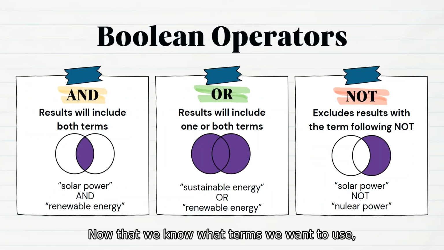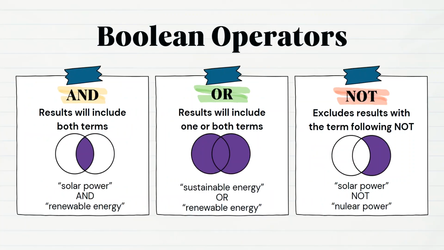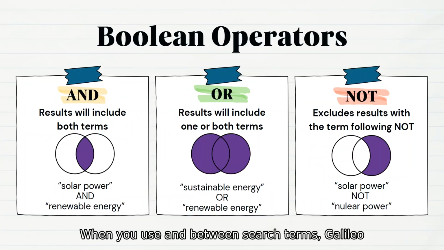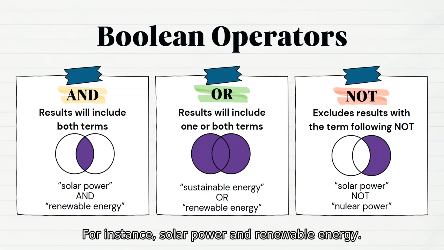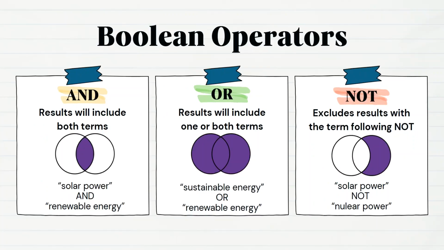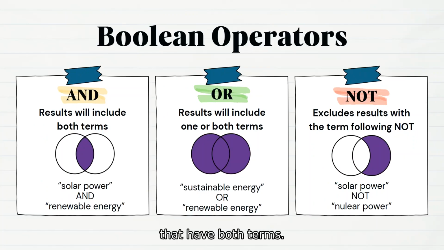Now that we know what terms we want to use, we use Boolean operators to tell Galileo how these terms relate to one another. When you use AND between search terms, Galileo will give you results that include both terms. For instance, solar power and renewable energy, if we search for both of those, we will receive results that have both terms.